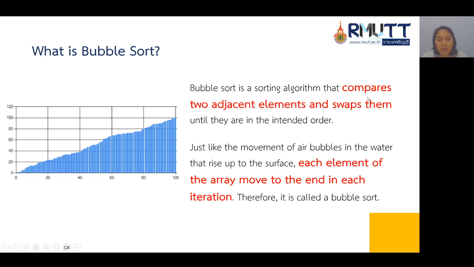Because I use bubble sort, we have to know what bubble sort is. Bubble sort is a sorting algorithm that compares two adjacent elements and swaps them until they are in the intended order. Just like the movement of air bubbles in water that rise up to the surface, each element of the array moves to the end in each iteration. Therefore, it is called bubble sort.